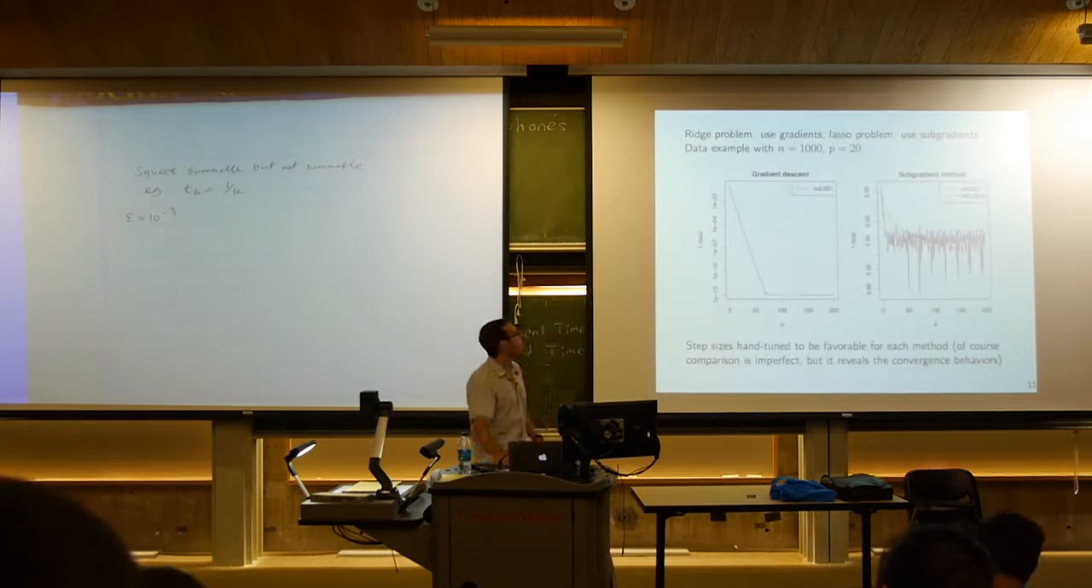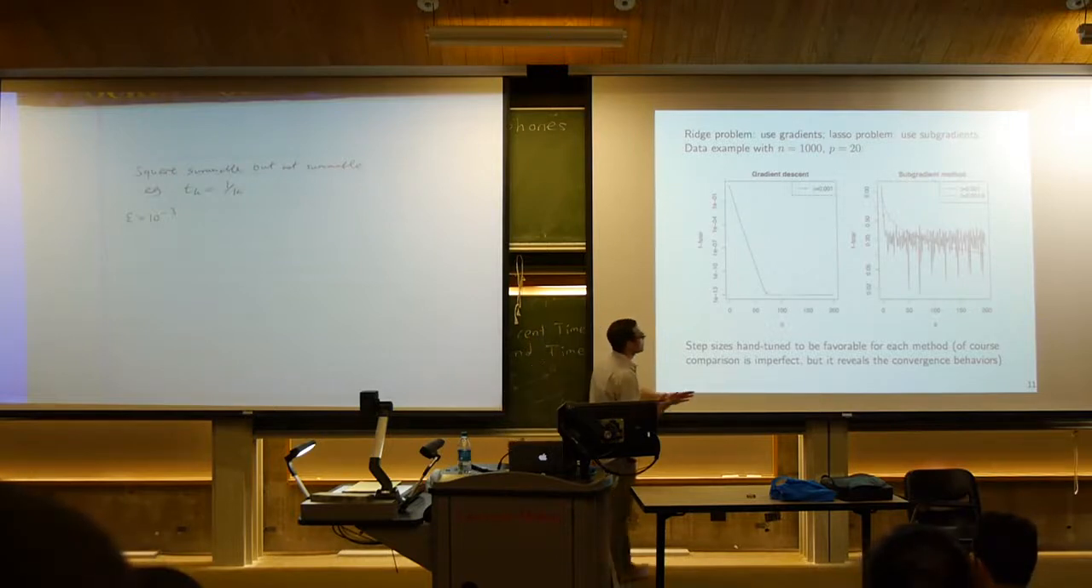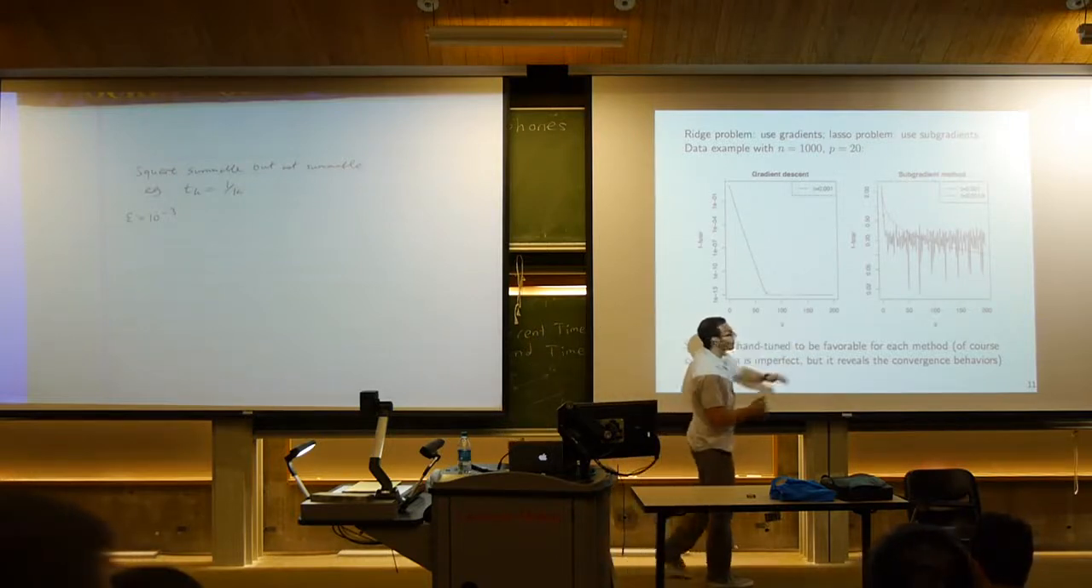So I took a problem with 1,000 observations and 20 variables. Beta is of length 20, the coefficients I'm solving for. I'm using gradients for ridge and subgradients for the lasso problem, because that's all we can do at this point. And I've hand-tuned the step sizes so that each plot looks favorable for the two methods.